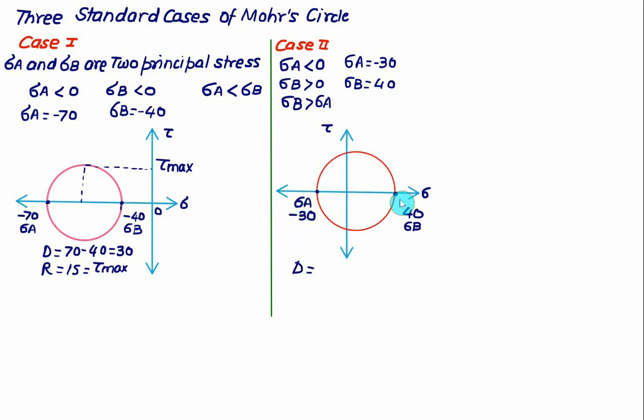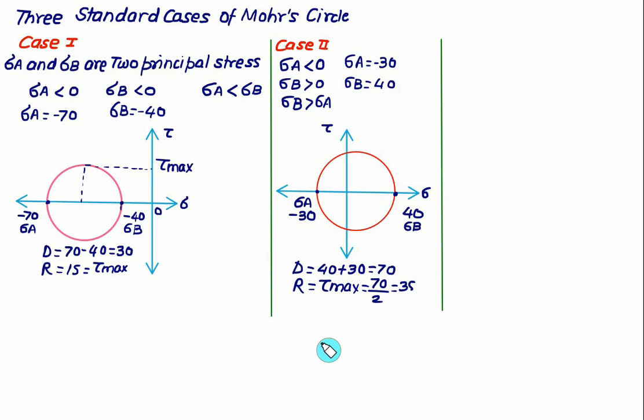That will be equal to minus 30. The diameter will be the distance from sigma A to sigma B, that is 40 plus 30. So this time the diameter will be equal to 70. So the radius, which is equal to tau max, is 70 divided by 2, that will be equal to 35. When one principal stress is positive and the second is negative, the Mohr circle will lie on both sides.